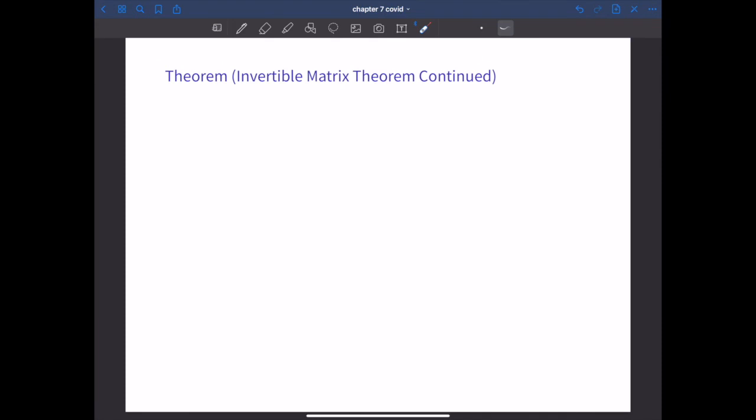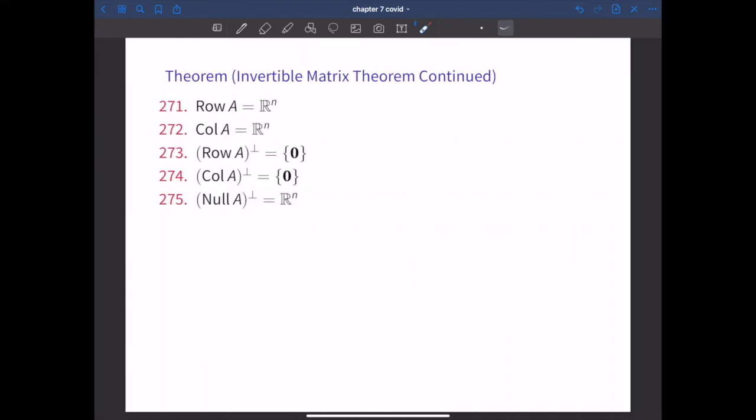There are a few other things we can add. If the row space of the matrix is all of Rn, then that means that the rows span Rn, which means that it is an invertible matrix. You can say something similar about the column space. If you remember that the orthogonal complement of the row space is equal to the null space, null A, and if null A is equal to the 0 vector, then that means your matrix is invertible. You can say something similar about the column space.